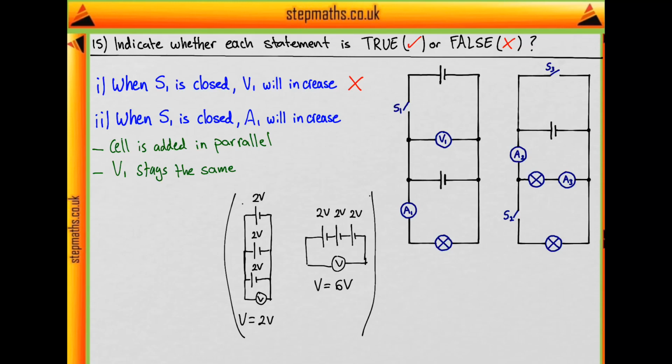So moving on to statement 2, when S1 is closed, the current in the ammeter will increase. So we know from the previous statement that the voltage has stayed the same, and we haven't changed our resistance. And you know that V equals IR, so that means that our current will stay the same. And this makes statement 2 also false.